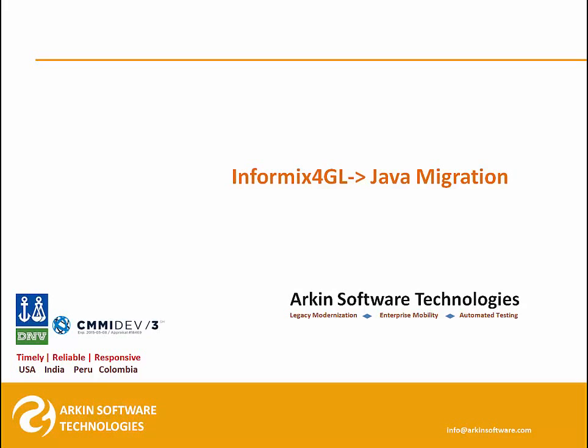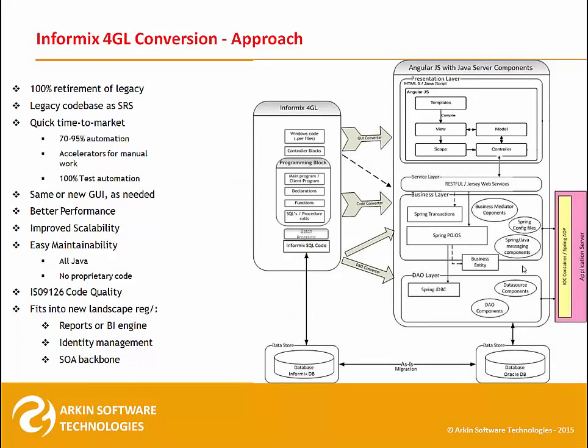We start this video by showing how Arkin's conversion approach transforms a two-tier client-server Informix 4GL application into a multi-tiered Java JEE application compliant with current architectural standards. The left side of the diagram you see here shows the Informix application structure, which follows linear programming concepts and consists of window code, controller blocks, main program, declarations, functions, SQLs, procedure calls, and related elements.